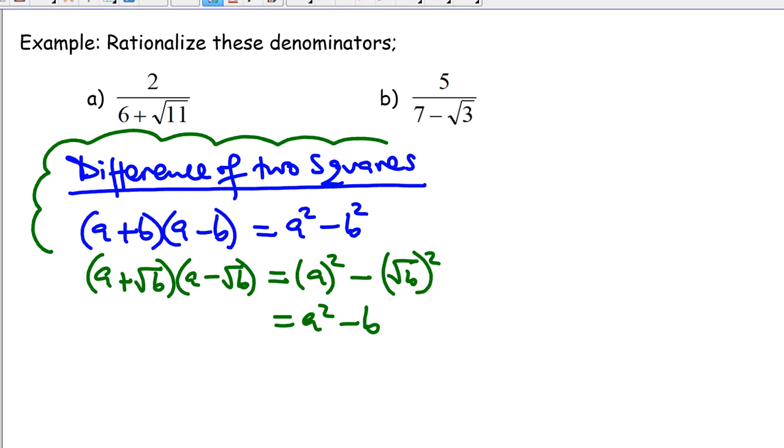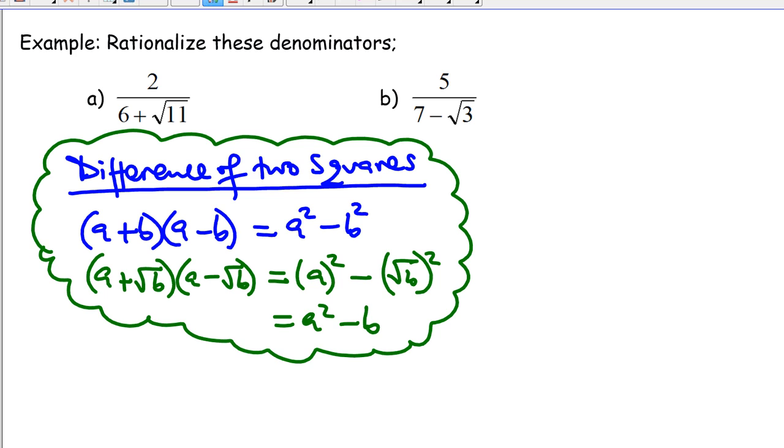I'm going to use this idea to rationalize these fractions. So basically what I'm saying here is if you have a plus square root of b multiplied by a minus square root of b, that will give me a squared minus b.